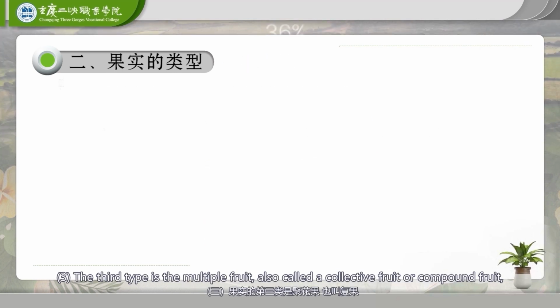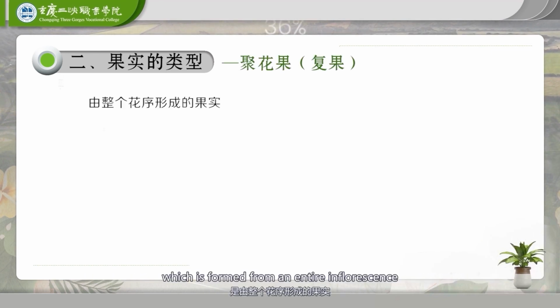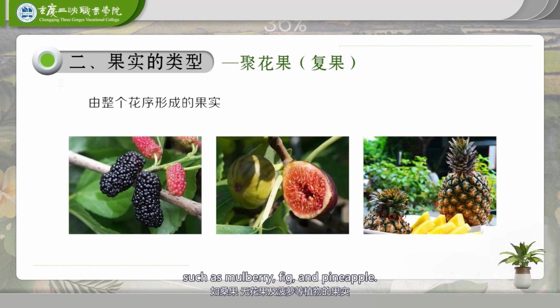3. The third type is the multiple fruit, also called a collective fruit or compound fruit, which is formed from an entire inflorescence, such as mulberry, fig, and pineapple.